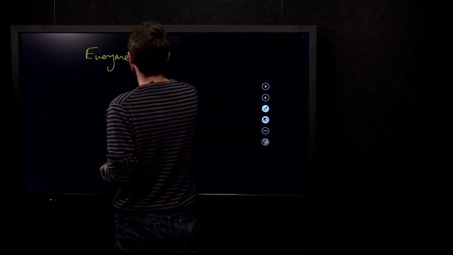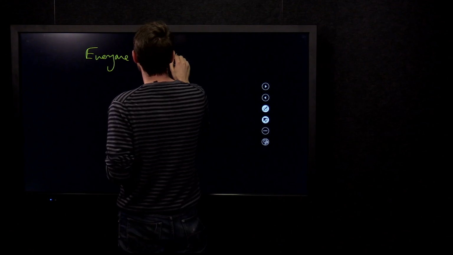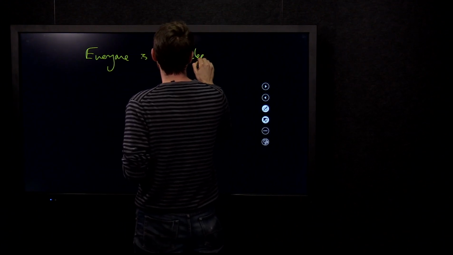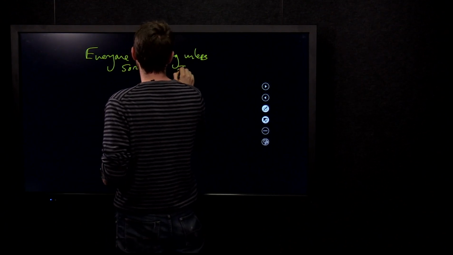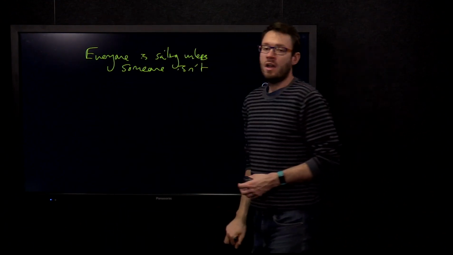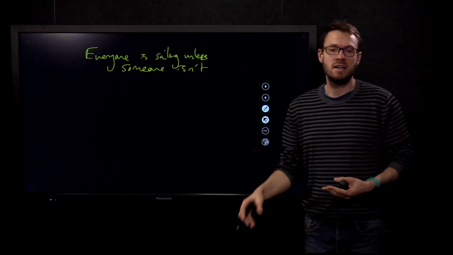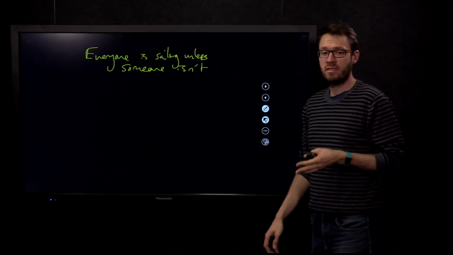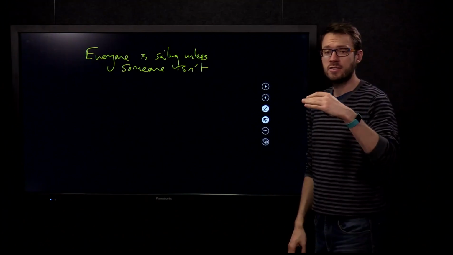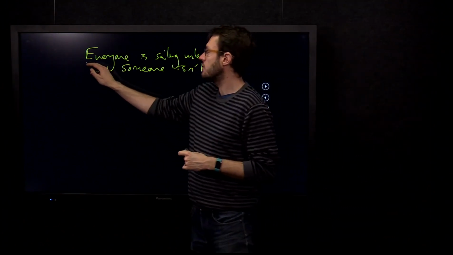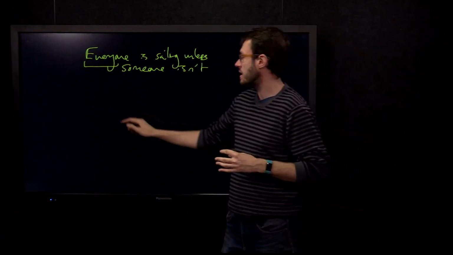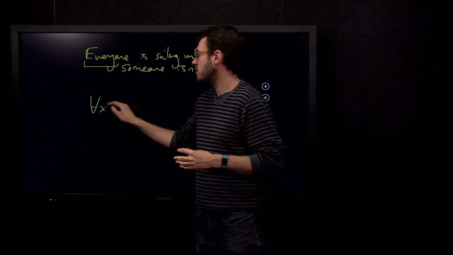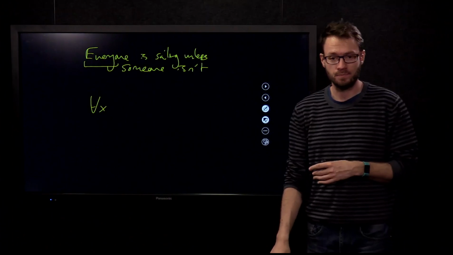Everyone is sailing unless someone isn't. So let's break it down. What are the moving parts of this sentence? Well, just as with the previous sentence, we had that universal quantifier in there, so too do we have a universal quantifier here. We've got that for all sitting right at the start of the sentence. So we know that we're going to have a universal quantifier in here somewhere.